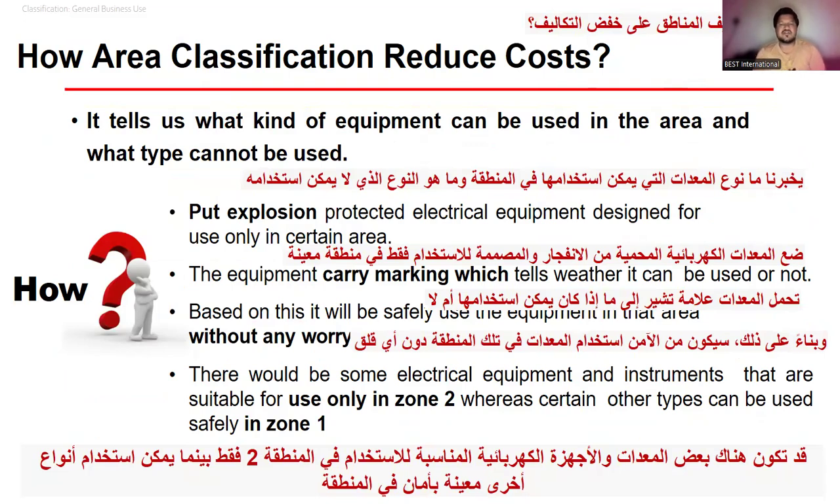So how does area classification reduce cost? It tells us what kind of equipment can be used in the area and what can't be used. You know, we sometimes say if you buy cheap items, then you buy again and again. You buy bad equipment, then you buy again and again, or you go with repair and maintenance cost. So much better is to go with higher quality, with a better safety structure.